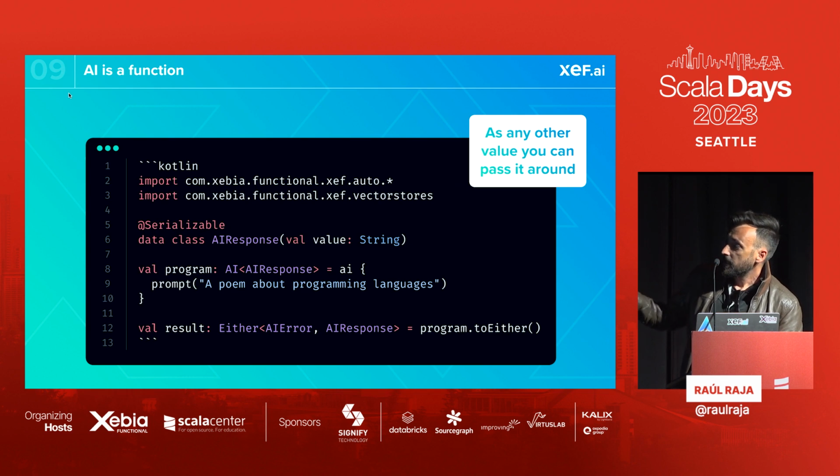As I mentioned, AI are functions, so you can pass them around. You don't need to execute them in place. You could compose them and pass them as arguments to your functions, to other programs. And whenever you're ready to execute them, you can just invoke one of the terminal operations, like toEither. And that gives you a typed value contemplating both the result, but also the potential errors that may have arisen when communicating with AI.